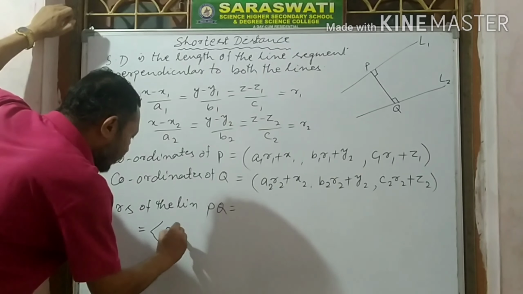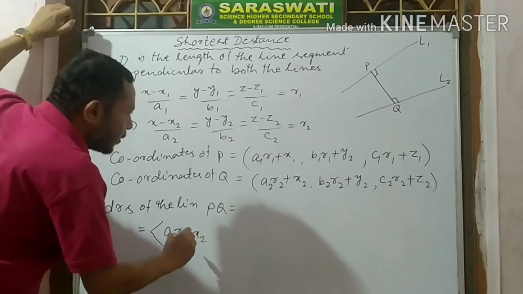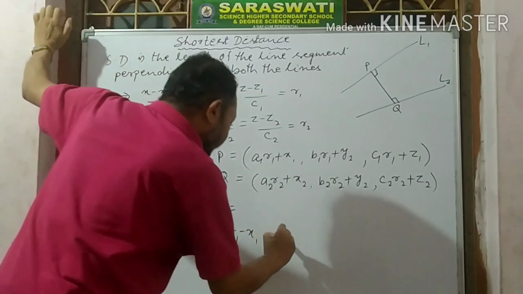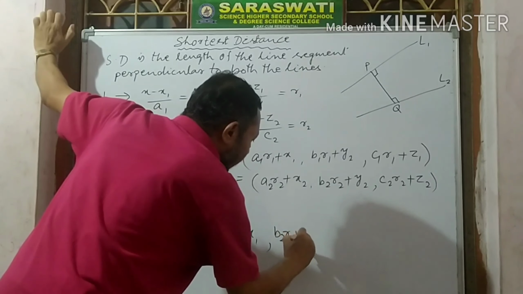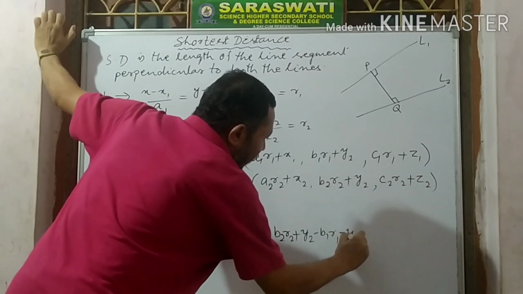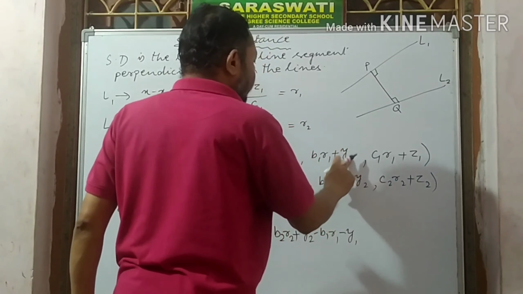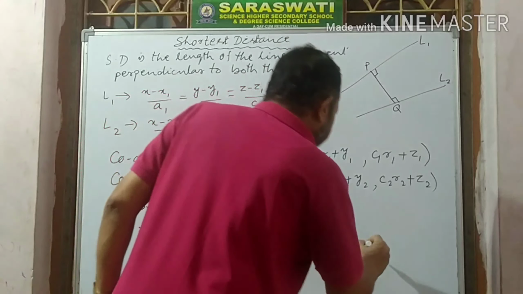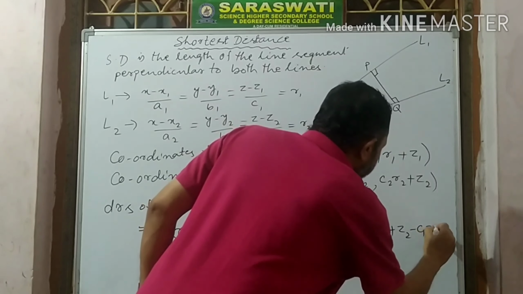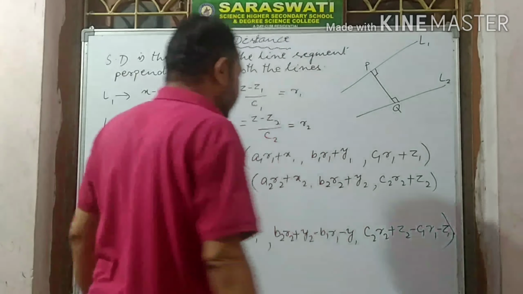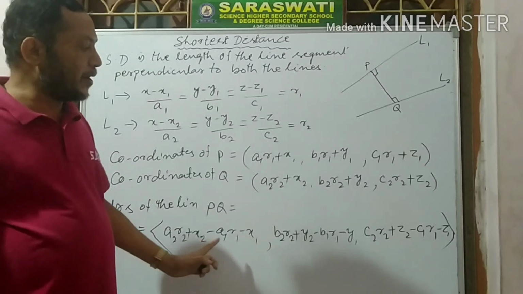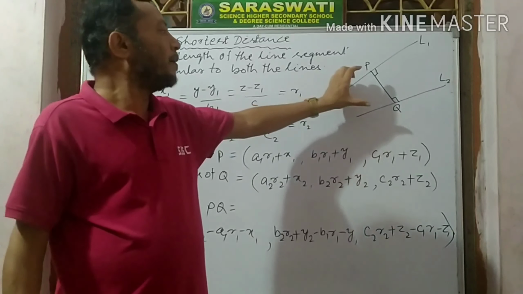a2 R2 plus x2 minus a1 R1 minus x1, b2 R2 plus y2 minus b1 R1 minus y1, and c2 R2 plus z2 minus c1 R1 minus z1. So, you see, the DRs of the line PQ we have calculated here.